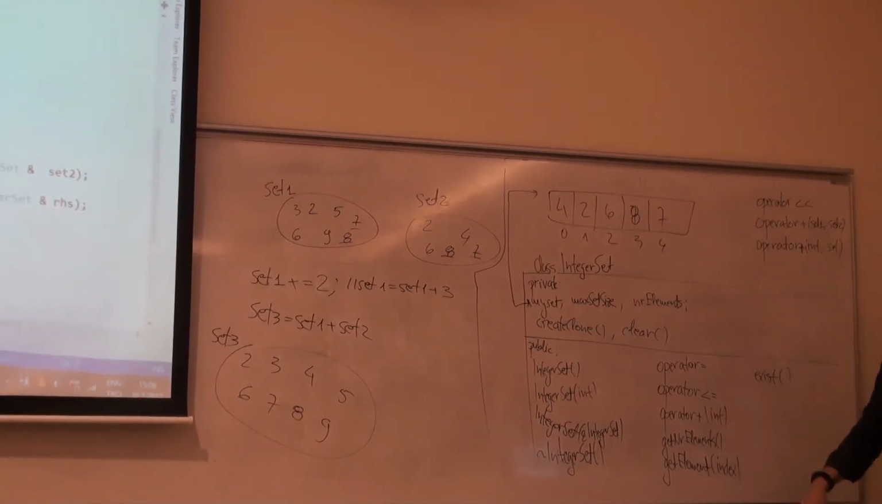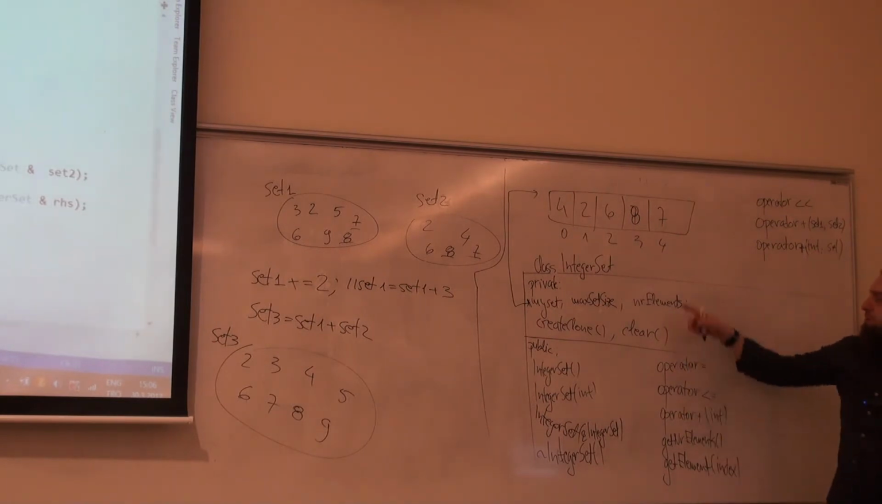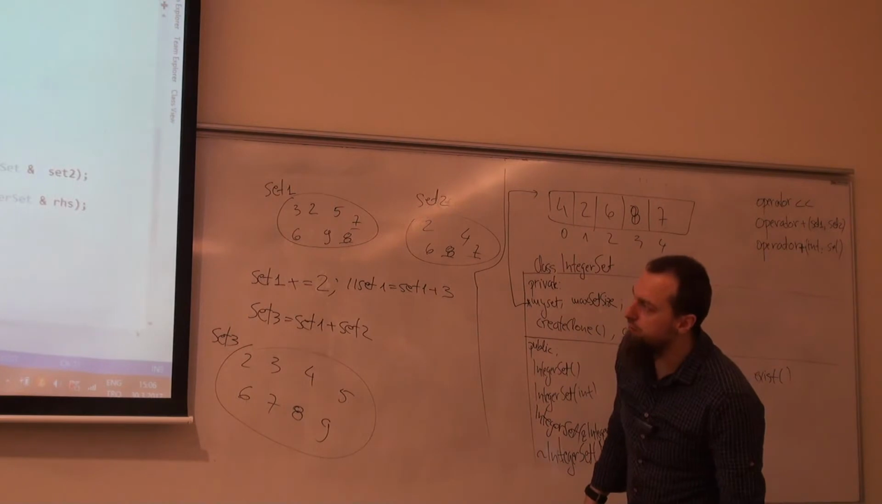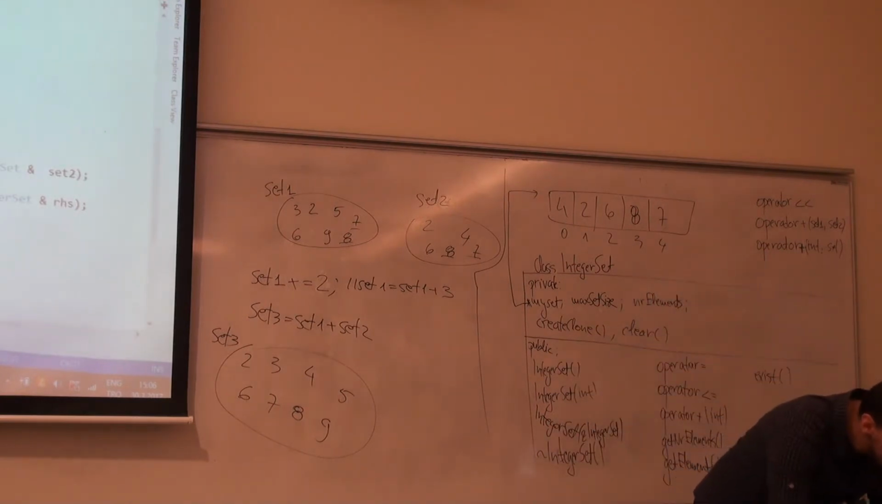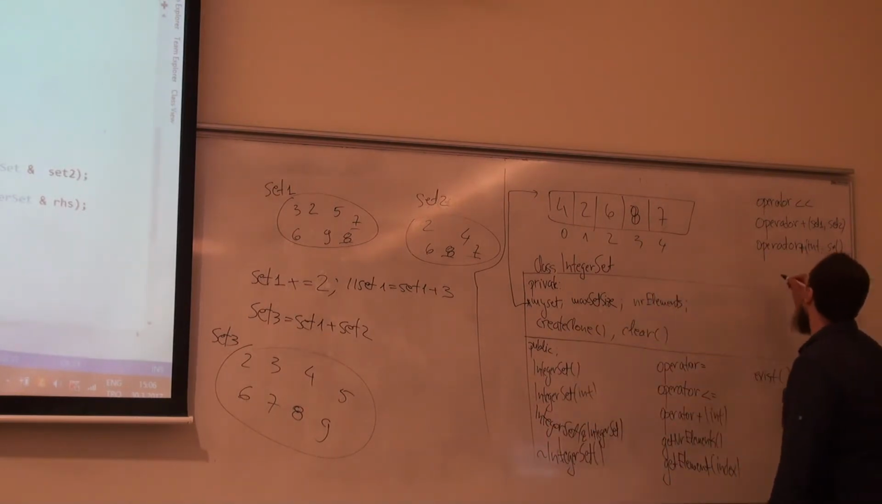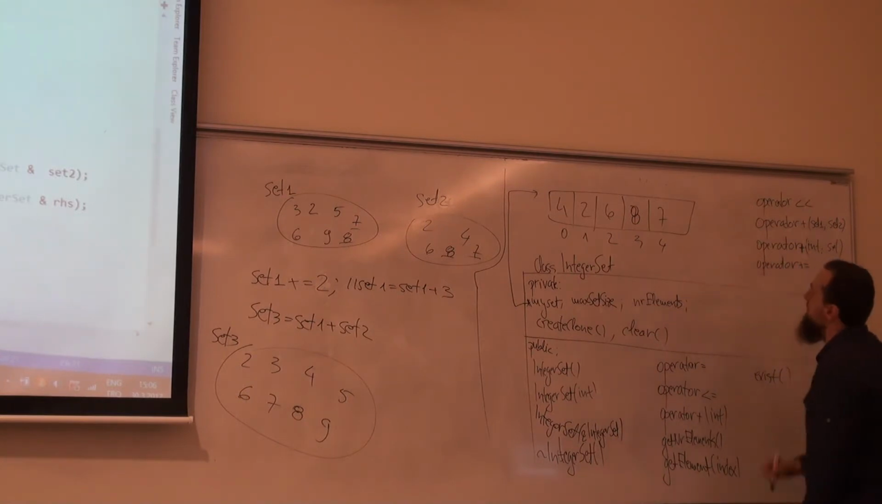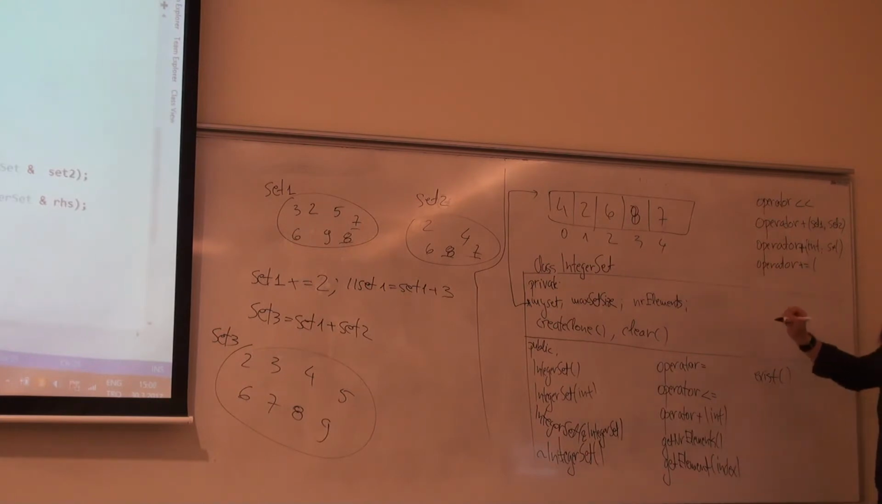One, two, three operator plus. One of them is a member function. Two others are free functions. And finally, what do we have? Operator plus equal. It takes left-hand side and right-hand side, two sets. Set 1, set 2.